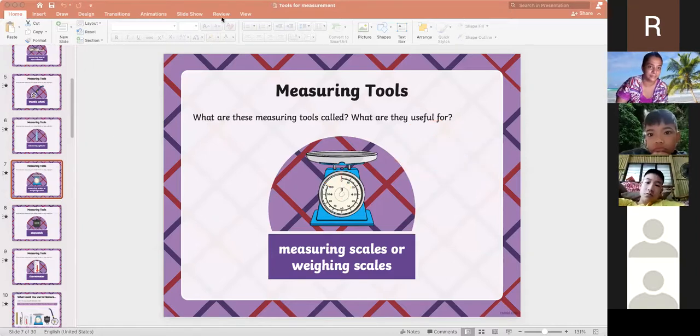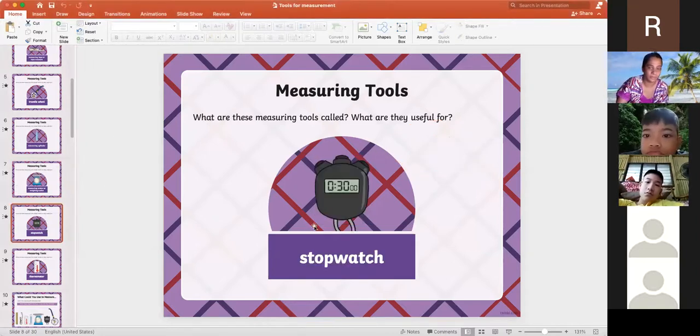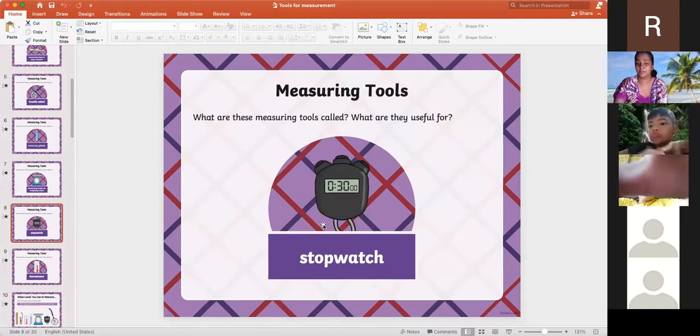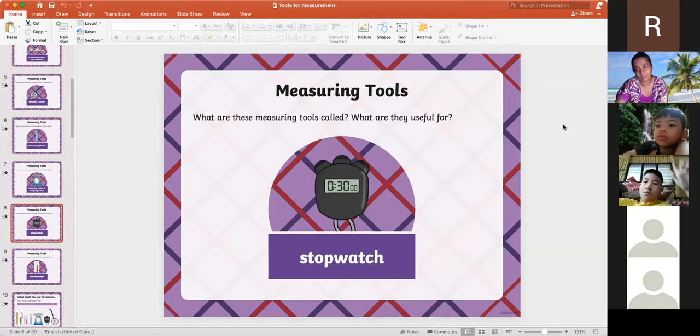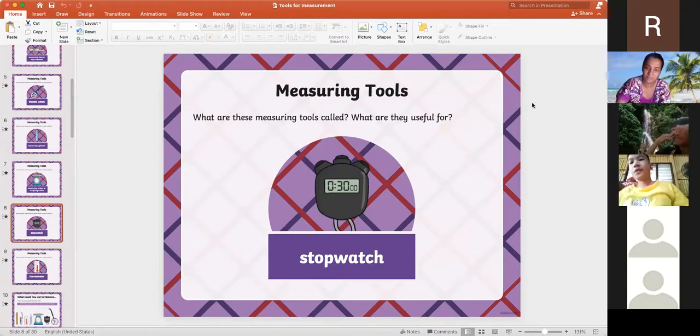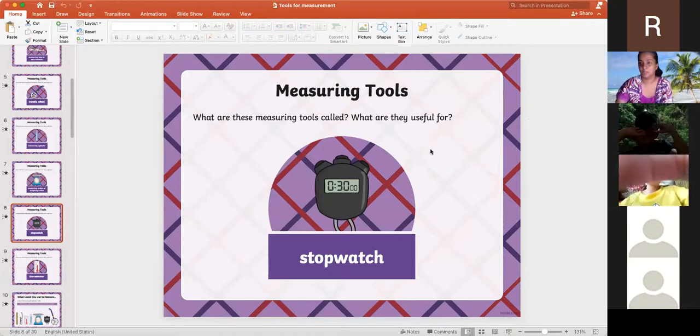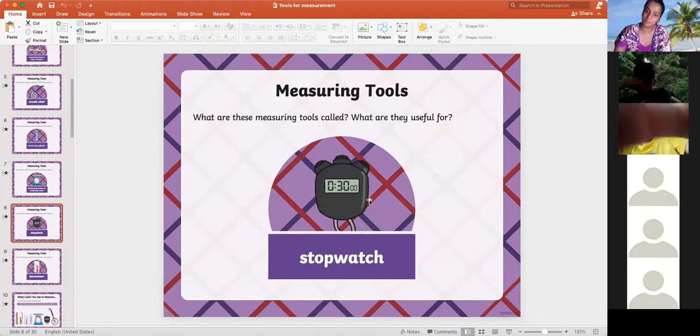Let's see other things now. How about this? This is a stopwatch. What do we measure? For people jogging. You mean measure jogging? No. We don't measure speed, Shashan. We measure time. We don't measure speed with this stopwatch.